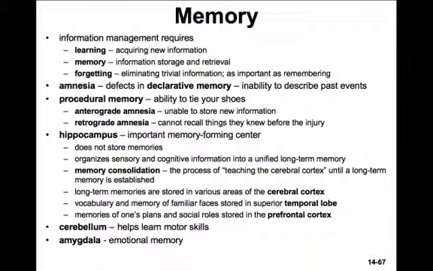More often, though, brain-injured people are either unable to store new information, which is anterograde amnesia, or to recall things they knew before the injury, retrograde amnesia. Amnesia in general refers to defects in declarative memory, such as the ability to describe past events, not procedural memory, such as the ability to tie your shoes.